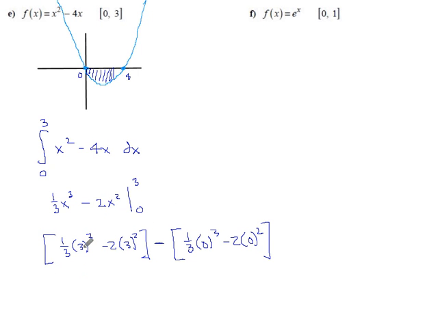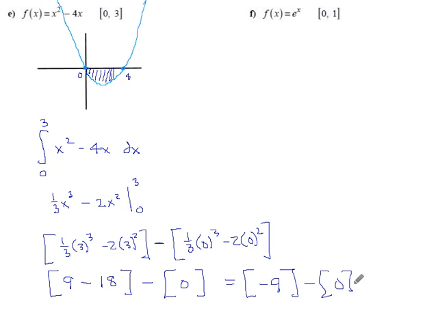So what do we get here? 3 cubed is 27, a third of that is 9. Minus 3 squared is 9, times 2 is 18. Minus 0, a bunch of 0 stuff happens, that all disappears. So we get 9 minus 18 is negative 9, minus 0 is negative 9. Okay, so we could say the signed area under here is negative 9.